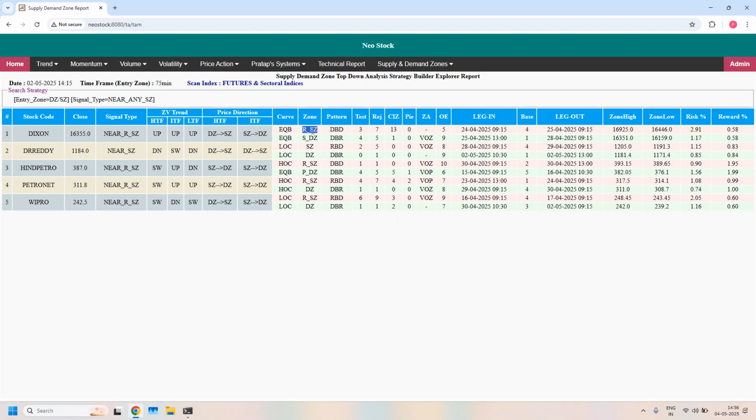That's it. We have only one high liquidity one. Okay, here you have second one, Hindustan Petroleum, is also having a high liquidity 75 minutes supply zone. Petronet is not valid because it is a PR zone. You can apply PR zone strategies. And third one is Wipro. So we identified 3 75 minutes high liquidity supply zones from this list.